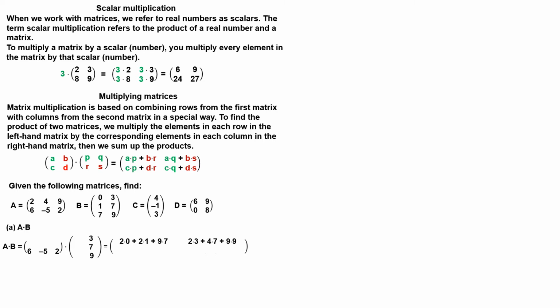We multiply the elements in the second row of A with the corresponding elements in the first column of B. Then we add the products to get the entry in row 2 and column 1. Multiply the elements in the second row of A with the corresponding elements in the second column of B. Then we add the products to get the entry in row 2 and column 2.